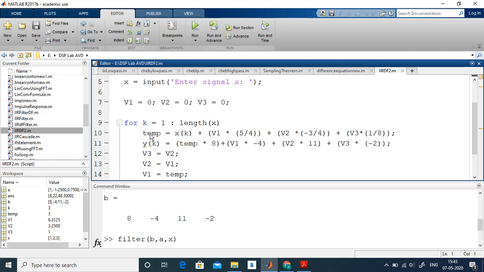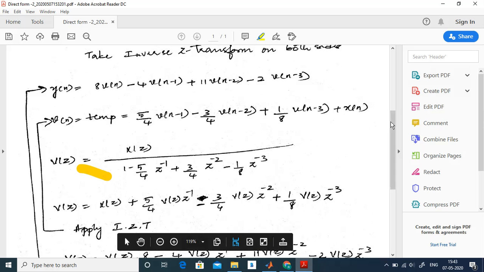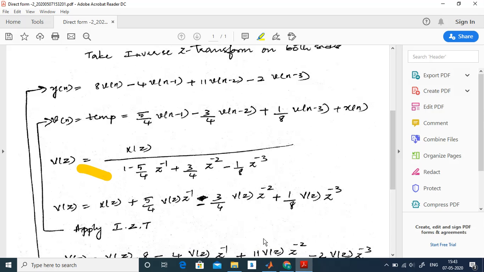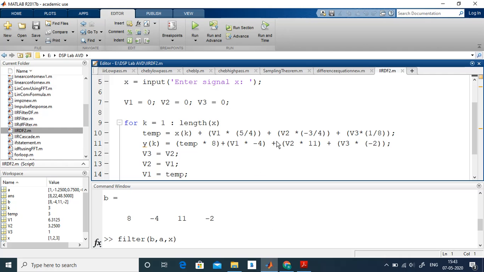Look here, temp is equal to x of n, V1 into 5 by 4 times. As per this, 5 by 4 times V1 minus 3 by 4 times V2 minus 3 by 4 V3 1 by 8. Similarly, there is one more expression, y of k, represent that. So temp is Vn, Vn minus 1 is V1, like that.